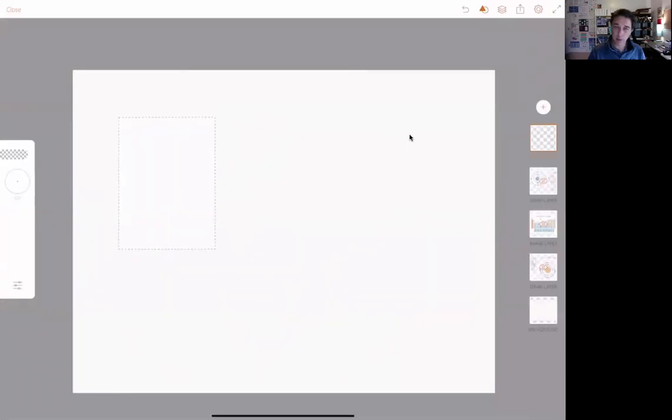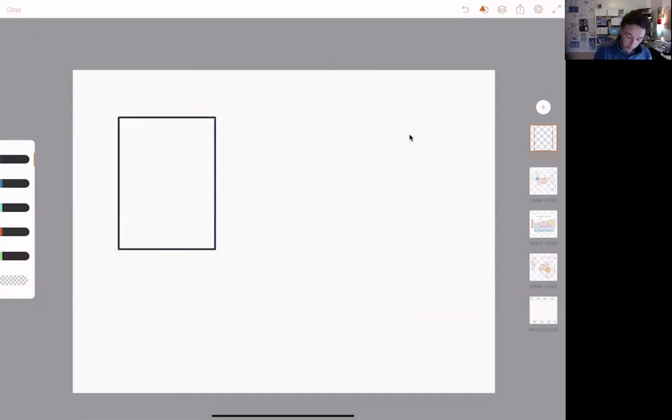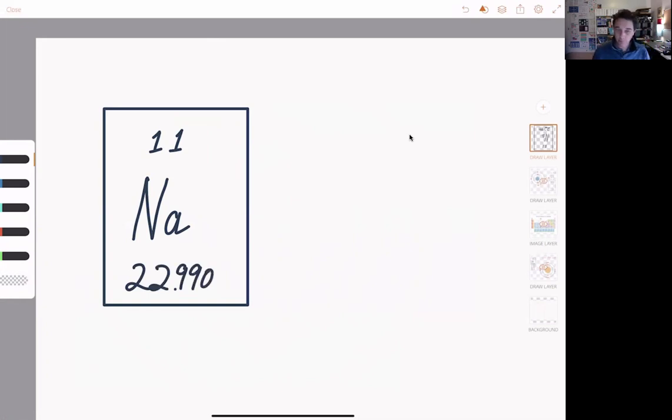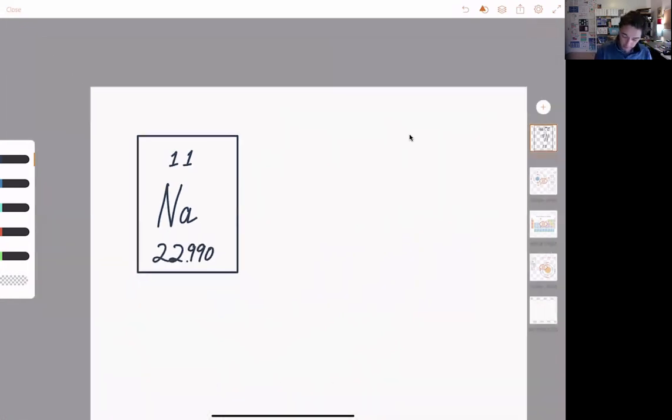Let's do sodium as our next example. Sodium is atomic number 11. It's Na. Its mass is 22.990. So now go ahead and calculate the number of protons, electrons, and neutrons for sodium.